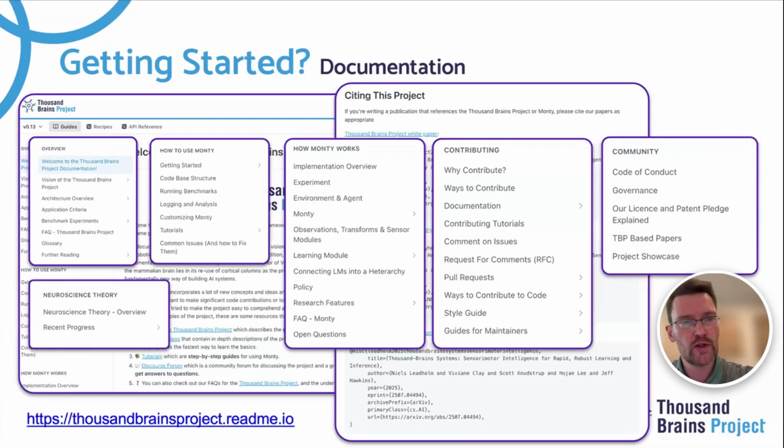And then a project showcase section. So if you've built something in the real world with Monty and you want to create a pull request and show it off in this section of our docs, we would welcome that. And then a neuroscience and theory section where we talk about all the papers that we reference in our work and the papers that we've produced on top of those.